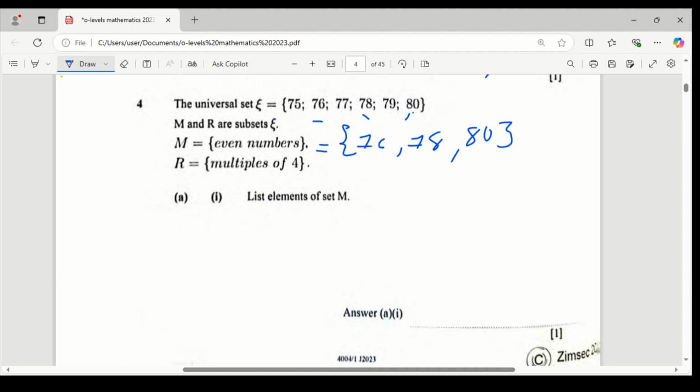Let me write the curly bracket properly. Okay, so the answer here for number 1, which is saying list all the elements of set M. You just put your curly bracket, then you say 76; 78; 80, and you close your curly bracket. We can move on to B.